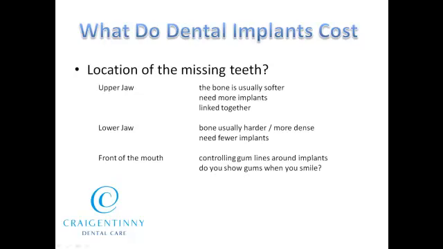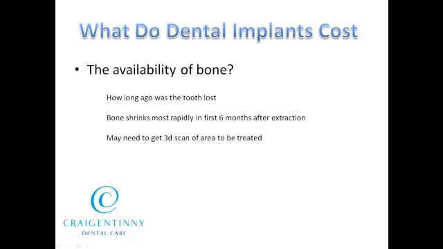The next factor is the location of the missing teeth. On the upper jaw, the bone is usually a bit softer, and so you need a few more implants, and they need to be linked together. And obviously, the greater the number of implants, this does have an impact on the cost. The lower jaw, however, the bone is usually harder and a bit more dense, so you need fewer implants. The front of the mouth has a few additional considerations of its own. If you've got a very high smile line and you show quite a lot of gum above your teeth, it's very important if you're replacing, say, a front tooth, that the gum lines end up matching quite closely. And this can sometimes involve additional procedures to achieve that, which will have an impact on the time that treatment takes and the cost.